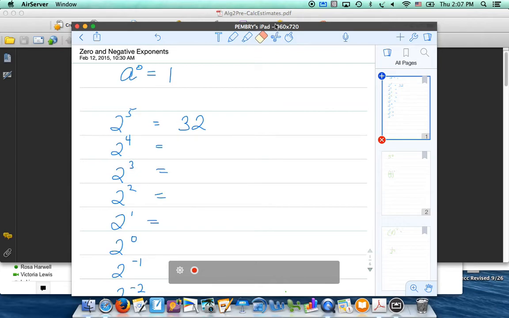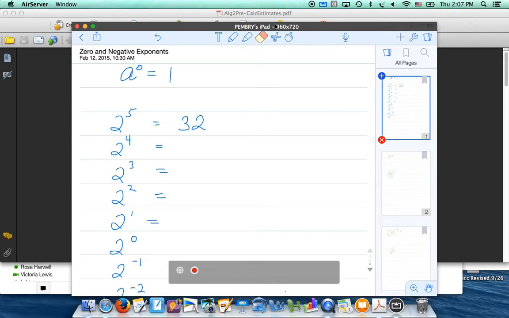Let's take a look at some patterns to see how to deal with 0 as an exponent and negative numbers as exponents. A to the 0, or any number raised to the 0 power, is 1. It's easy to see that when we look at patterns.